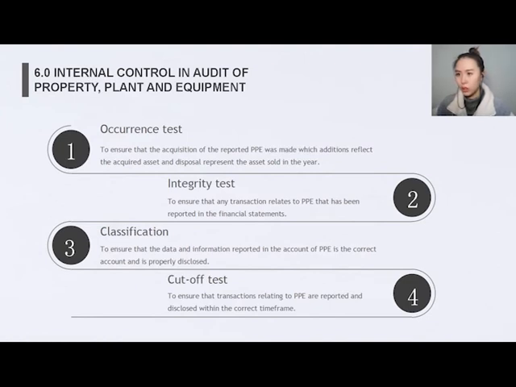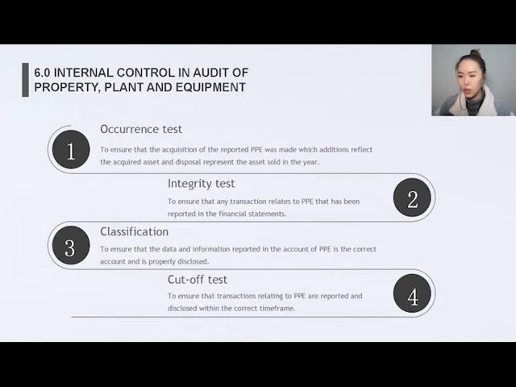Firstly, the occurrence test is to ensure that the acquisition of the reported PPE was made, which additions reflect the accurate asset and the disposal represent the assets sold in the year. Next, the test of completeness is to ensure that any transactions related to PPE have been reported in the financial statements. For instance, the purchase and sales of PPE, and the purchase and sales related payments or benefit.